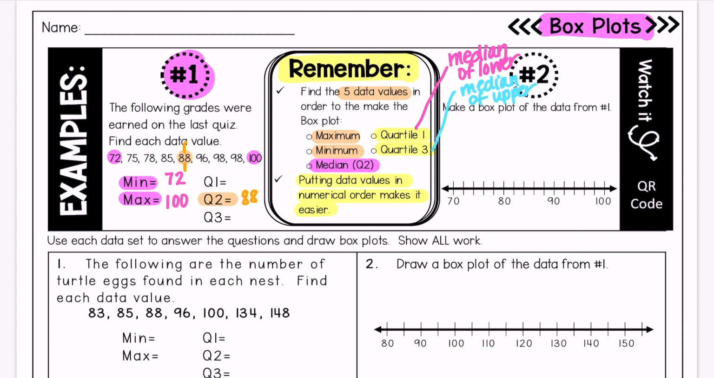So your Q1 is the median of the lower half. So from 72 to that line, you want to find the middle number. Well, we have 4 numbers here. We have 72, 75, 78, and 85. So you want to find the middle number. Well, that would fall right in between 75 and 78, and that would end up being 76.5.